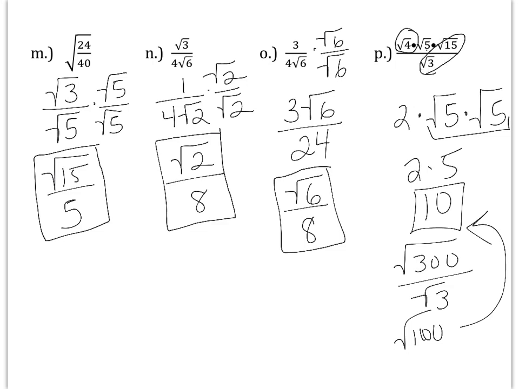There's lots of different ways to do it. So before just like multiplying everything together, see if you can cancel anything out, see if you can already pull out perfect squares. That's another way to do it.